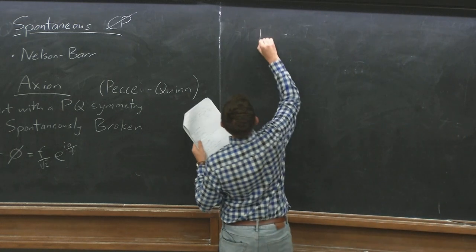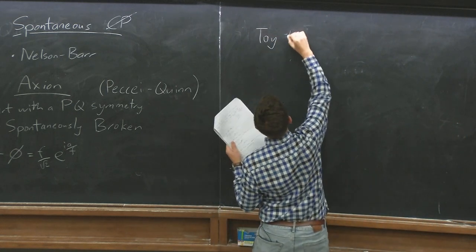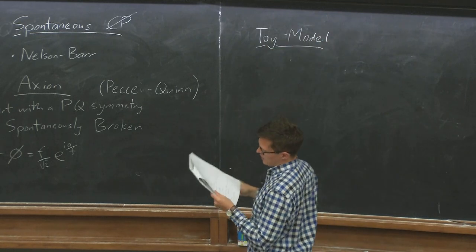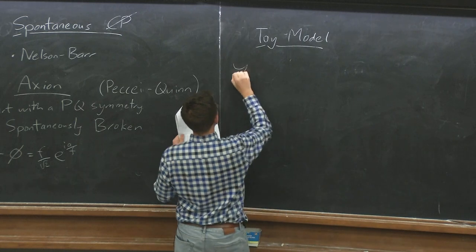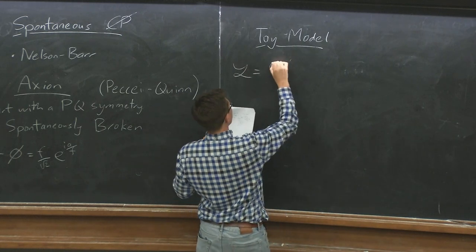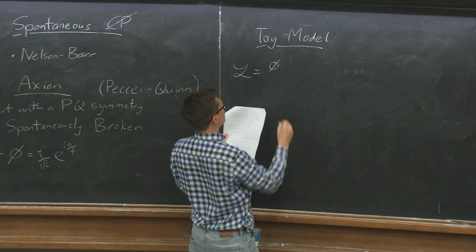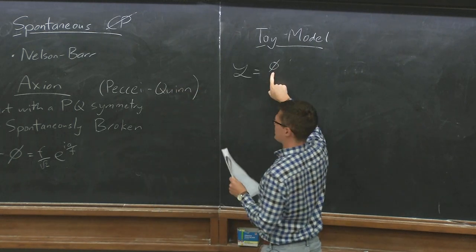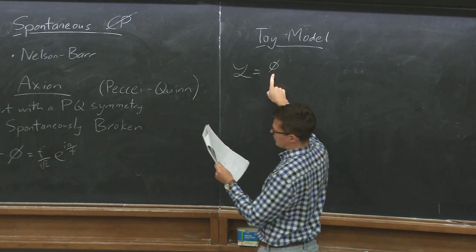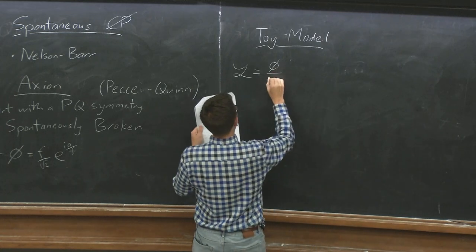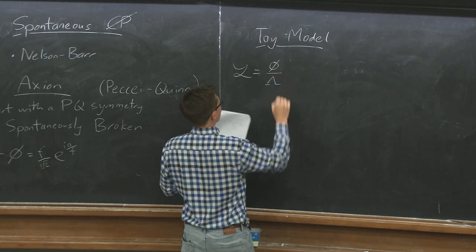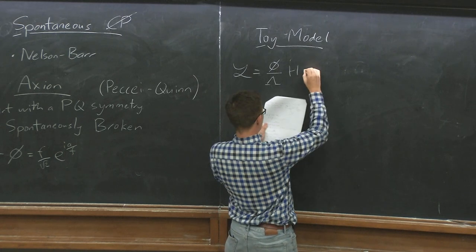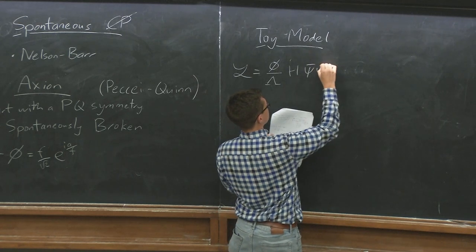So I'm just going to show a toy model. It's a model that works, but there are many other models on the market. This is just a very simple one. So imagine we start with an action where we have some PQ symmetry, such that we have a complex scalar phi, which has charge 1 under the PQ symmetry. We're allowed some higher dimension operator like this. And then we have the normal terms where we have the Higgs and a pair of standard model quarks.